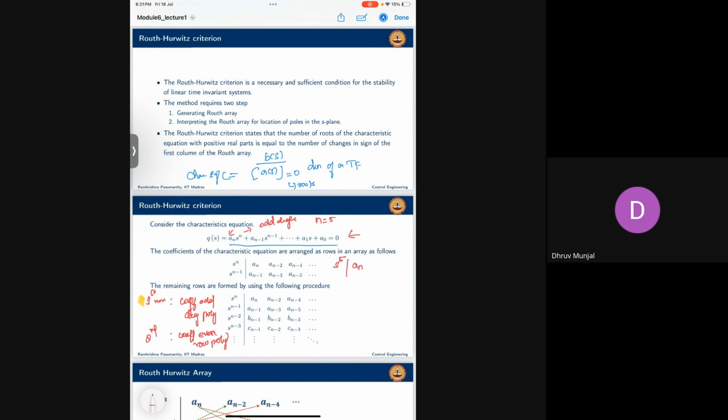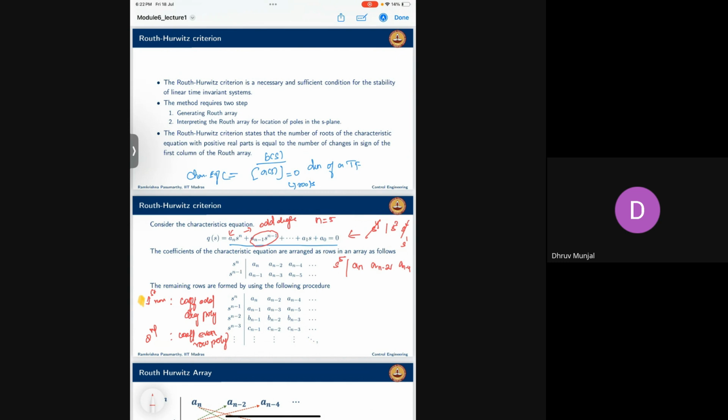This is the coefficient of the highest order term, right? An. Then I will skip the next one because if this is odd, the next one will be even, for example s power 4. So I skip it and write the coefficient of s power 3 here, which would be an minus 2. Then I skip again and write the coefficient of s power 1, which would be an minus 4. Then no other odd terms are left.